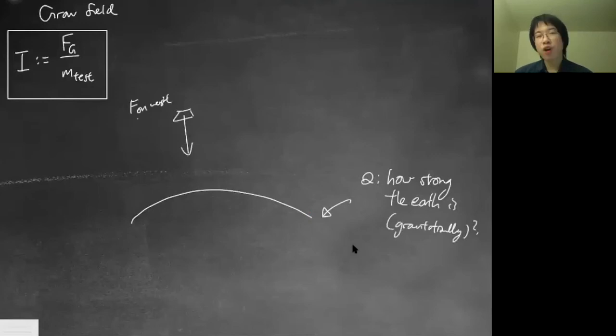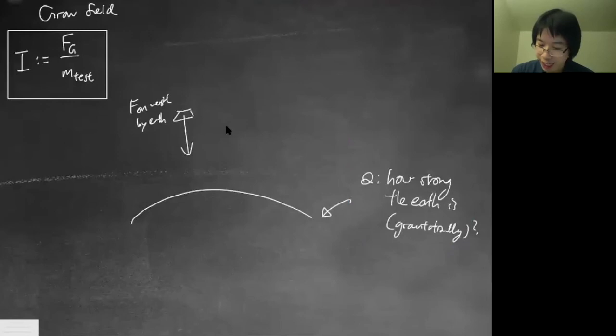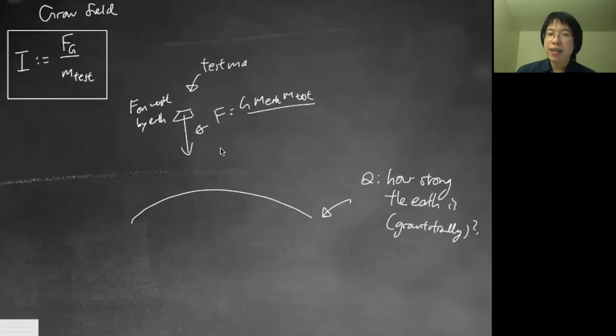But this is not fair. If I want to know how strong the Earth is, and I just calculate this force, it would depend on the mass of the weight as well, my test mass. Because this force is G m of Earth, m of whatever my test mass is, divided by r squared, right? It is not a fair comparison if I just look at the force, because it depends on the test mass.